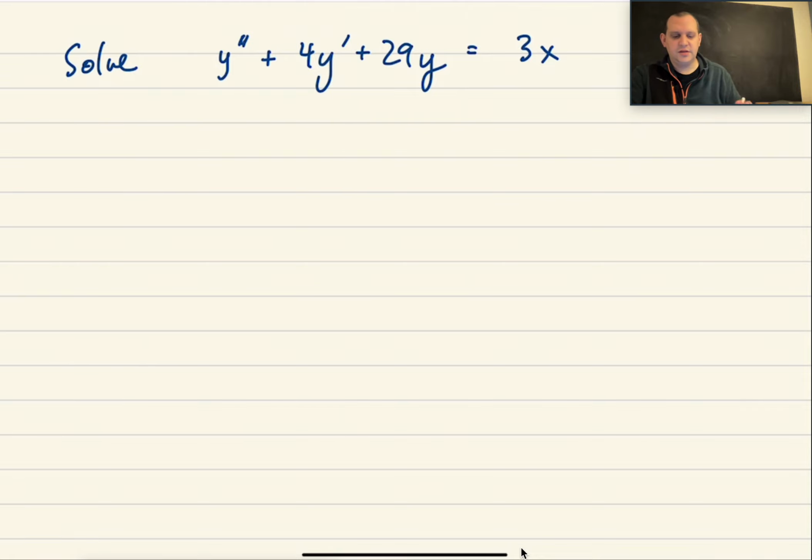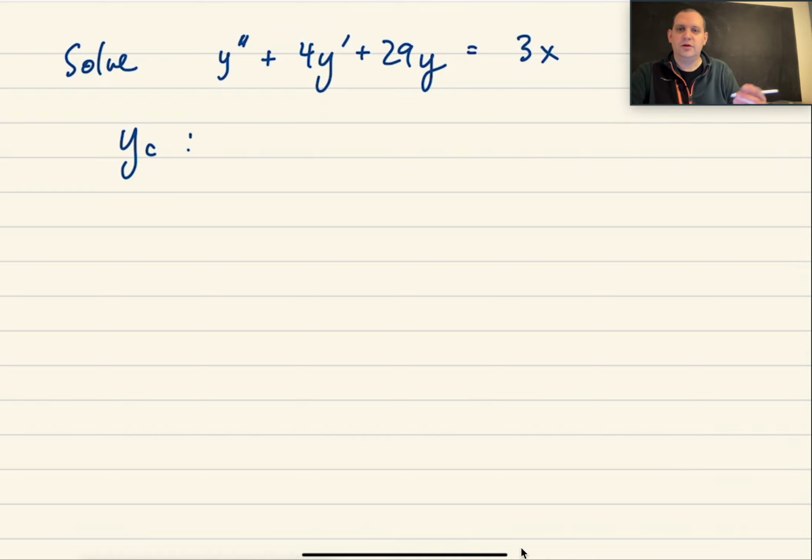Next example, let's look at the differential equation y double prime plus 4y prime plus 29y equals 3x. This is again a second order linear non-homogeneous equation with constant coefficients. And we're going to do the same thing that we've been doing. Let's find the complementary solution.